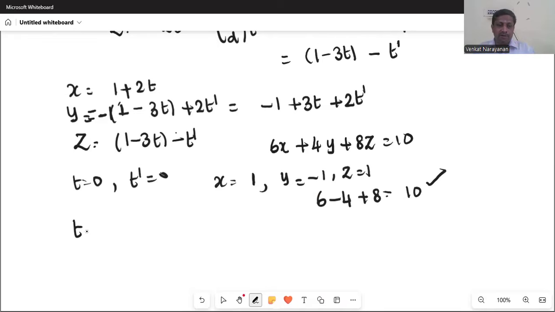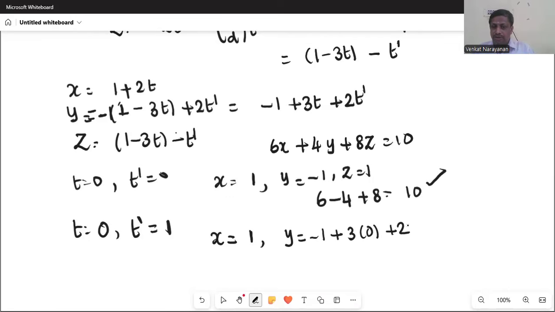Suppose we assign t equal to 0 and t dash equal to 1. What is the x value? The t value is 0, so the x value is 1. The y value is minus 1 plus 3 times t. t is 0, plus 2 times t dash, which is 1. So the answer is plus 1.